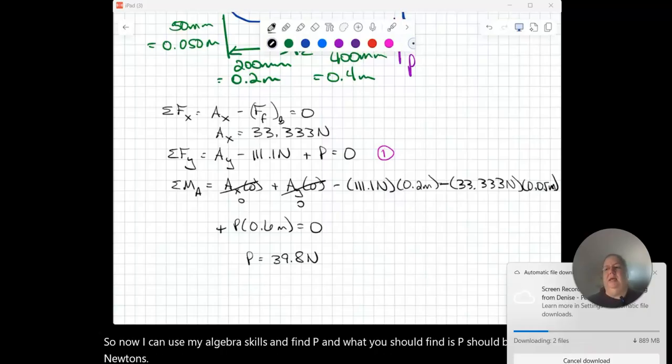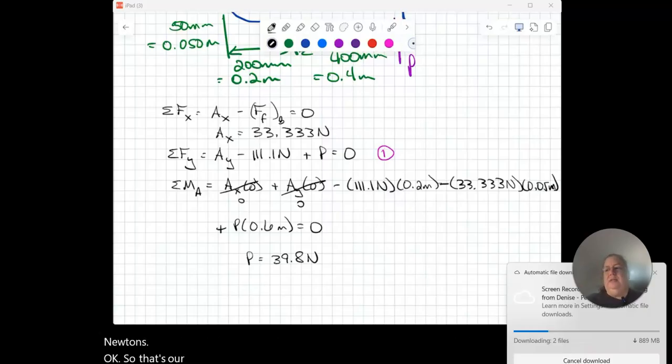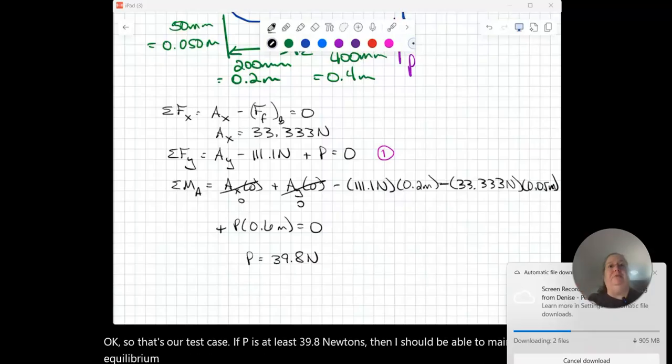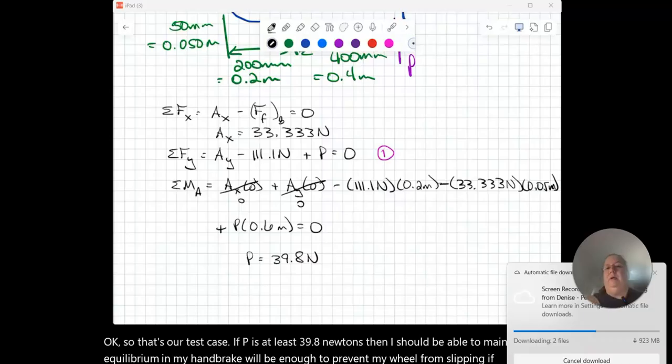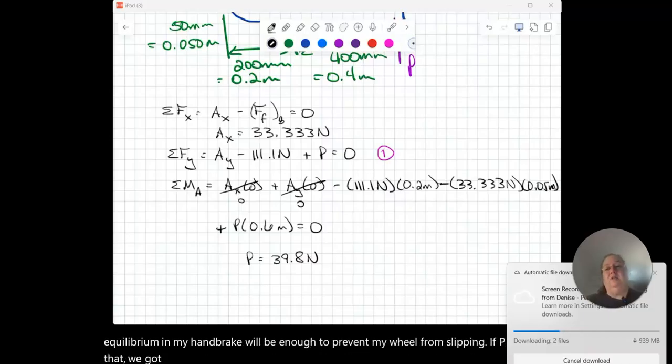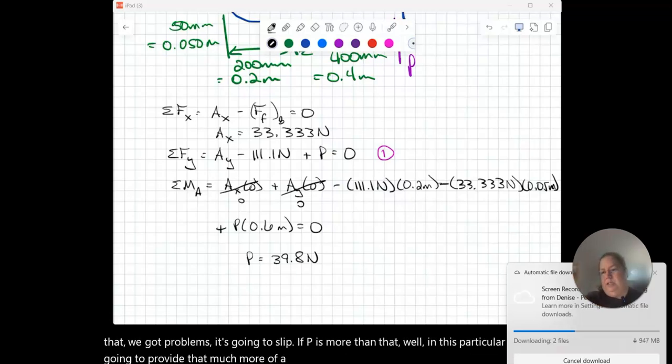Okay, so that's our test case. If P is at least 39.8 newtons, then I should be able to maintain equilibrium, and my handbrake will be enough to prevent my wheel from slipping. If P is less than that, we've got problems. It's going to slip. If P is more than that, well, in this particular case, it's just going to provide that much more of a force to prevent that kind of motion.